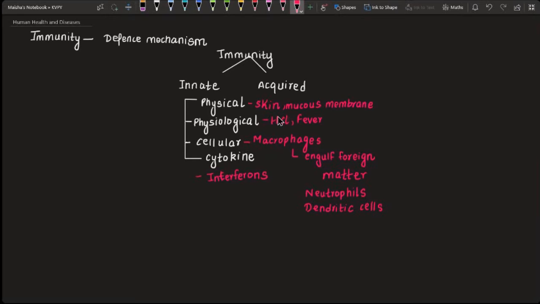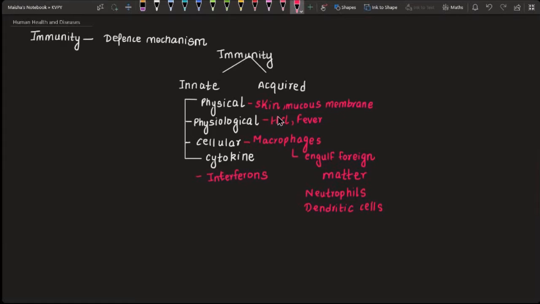Now we come to the cellular barriers. Cellular barriers will include macrophages. Macrophages are a kind of cells. And what do these cells do? They help in engulfing or digesting foreign matter, debris, degenerated cells of the body, etc. So whenever a pathogen has entered the body, the macrophages will engulf that particular pathogen.